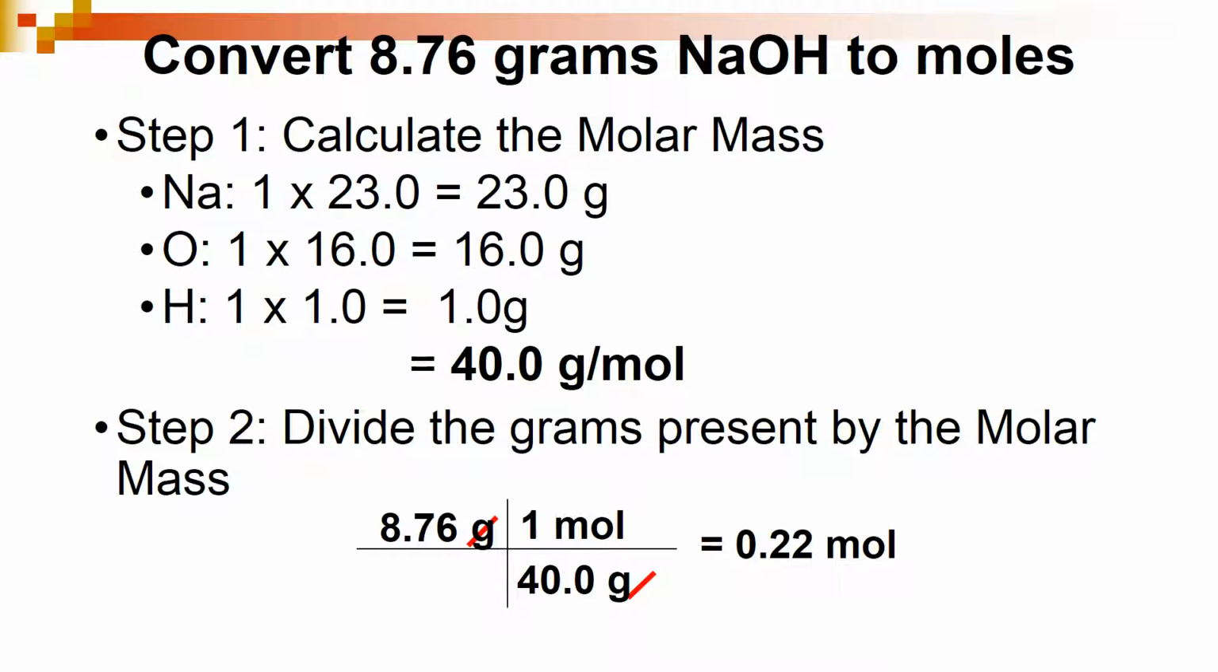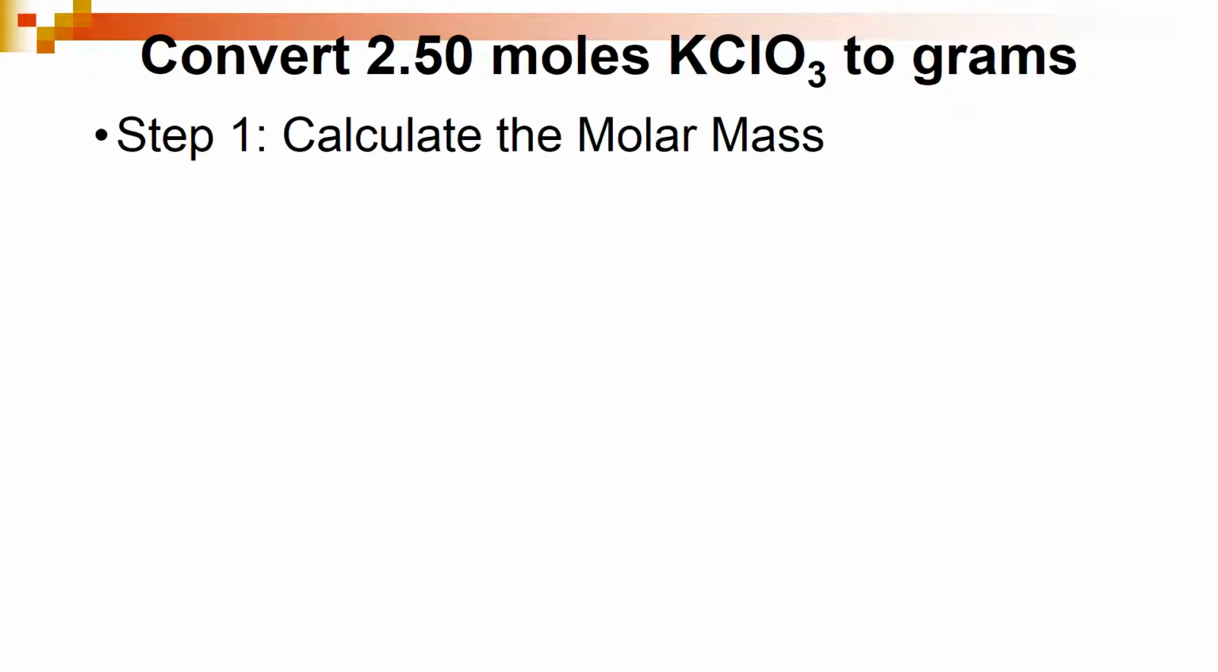Okay, so we've talked about converting grams to moles, but what about if we want to convert moles to grams? Well, you're going to find it's not much different. Instead of dividing, we're going to multiply by the molar mass. Let's take this problem here. We want to convert 2.50 moles of potassium chlorate, KClO3, to grams.